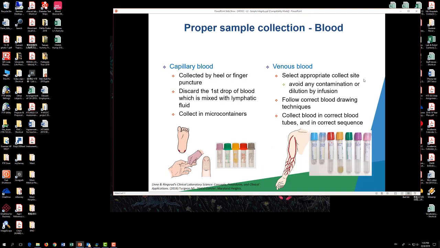About venous blood, we should collect in appropriate sites to avoid any contamination or dilution by infusion. So we never collect blood from the drip arm. And when collecting the blood, we should follow correct blood drawing techniques to collect the blood in the correct blood tubes and in the correct sequence.